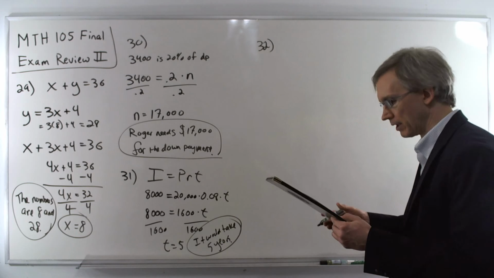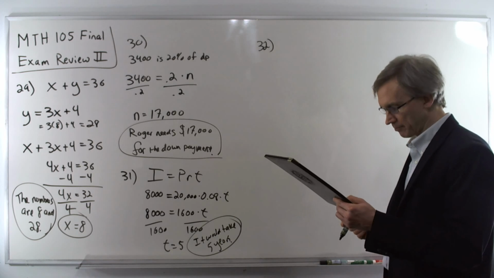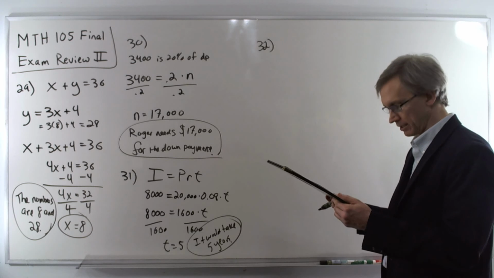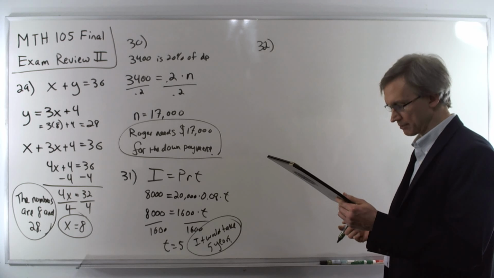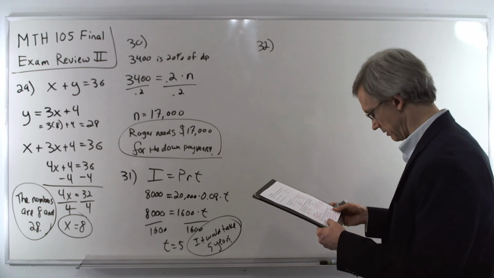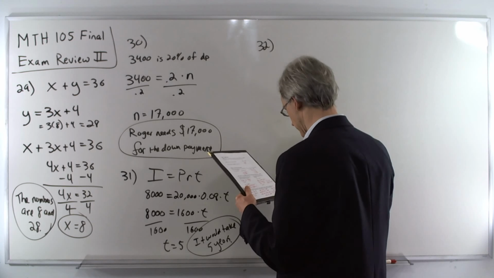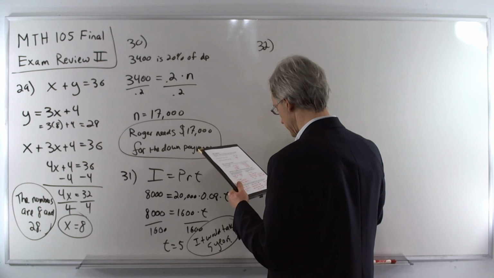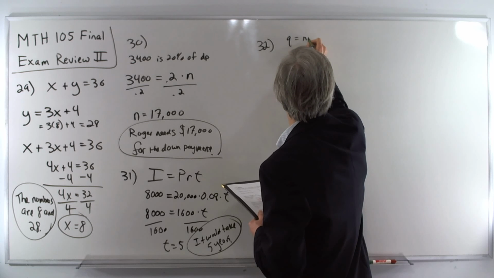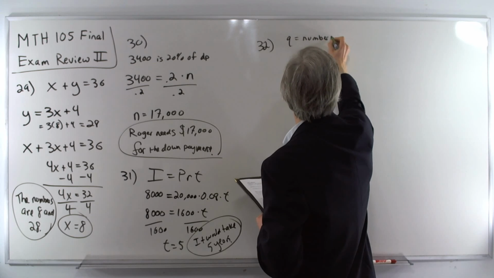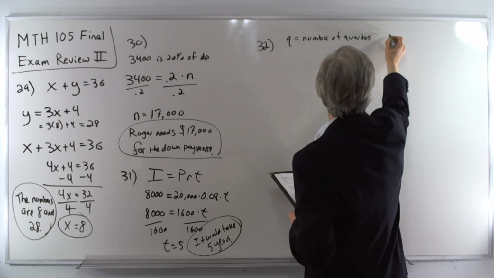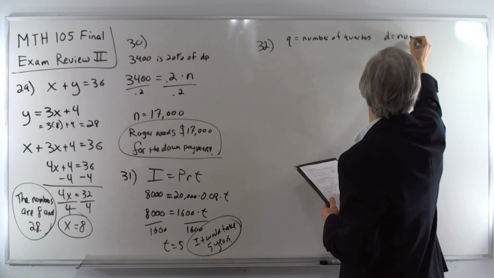Number 32. Henrietta has $2.85 in her pocket, consisting entirely of quarters and dimes. If Henrietta has 3 less than 2 times as many dimes as she has quarters, how many of each coin does she have? All right, so let's use Q, number of quarters, and D, number of dimes.